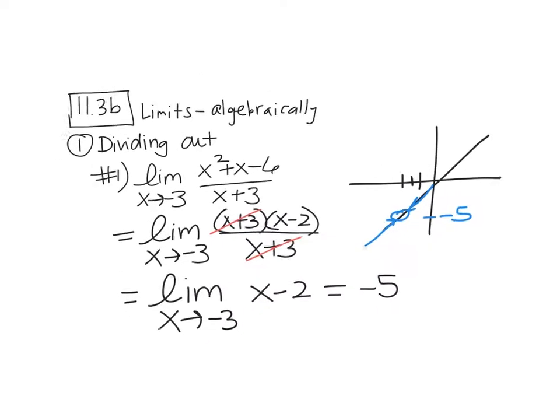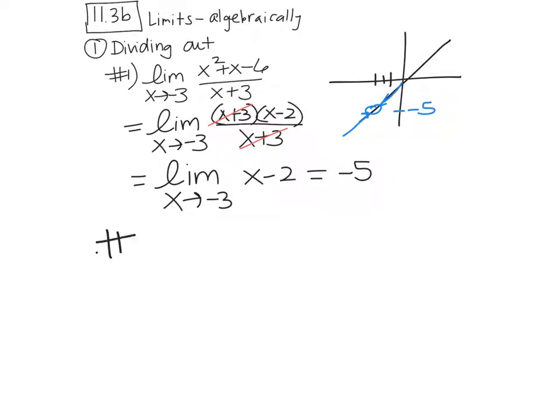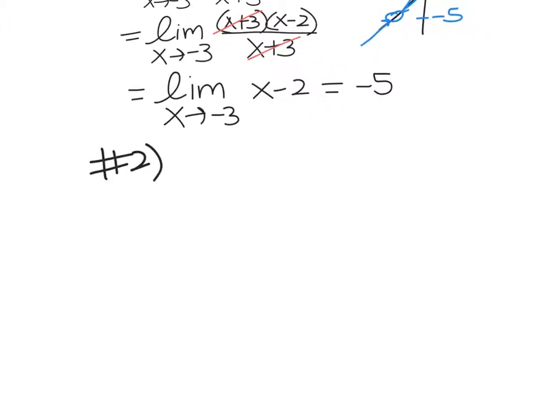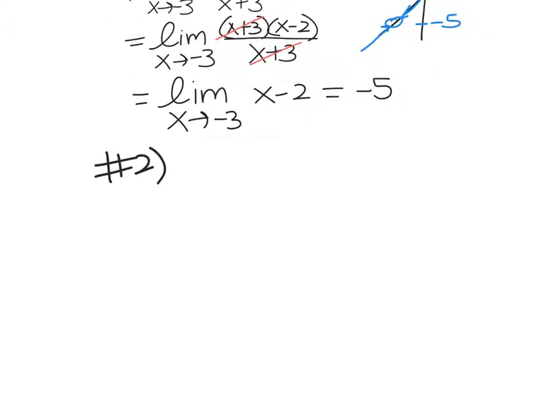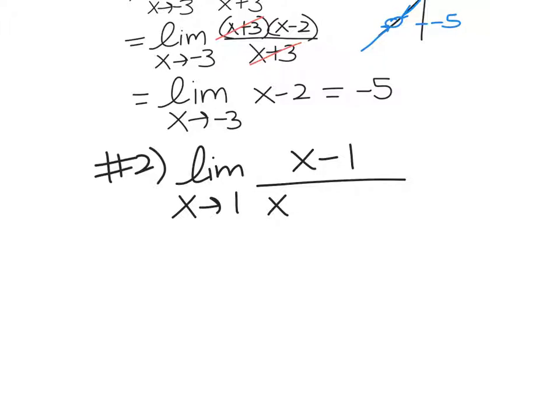All right, let's do another one, number 2. Okay, let's do some more factoring. Let's do the limit as x goes to 1 of (x minus 1) all over (x cubed minus x squared plus x minus 1). Ooh.